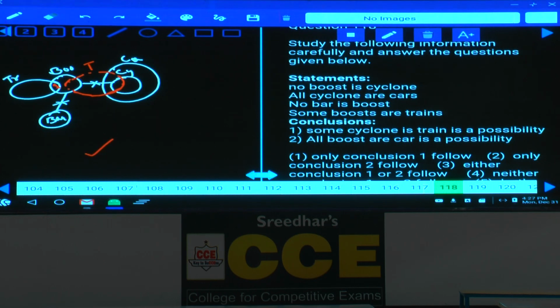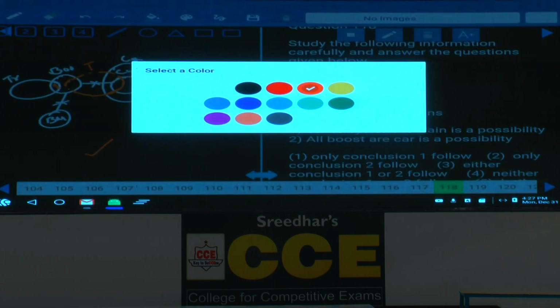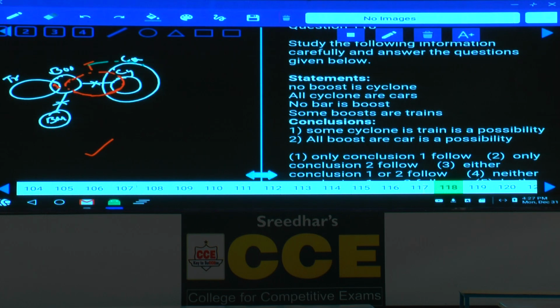Yes. Then coming to the second one, all boost are cars, is it a possibility? Now we are extending this car like this. Now if I extend my car like this, then what happens here? All boost are cars is a possibility. Then what is your answer here? Both 1 and 2 follow. Both 1 and 2, it is choice 5. 118, choice 5.